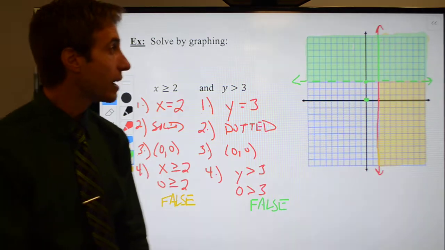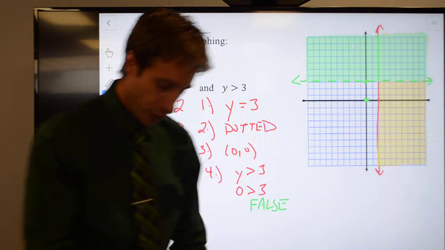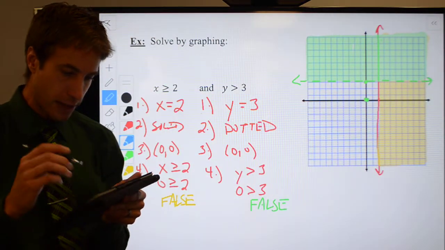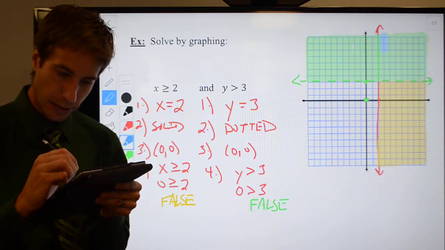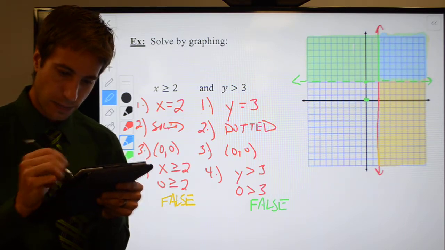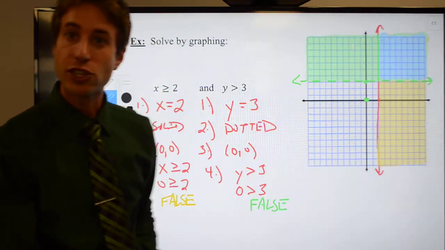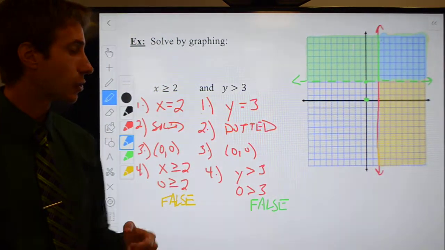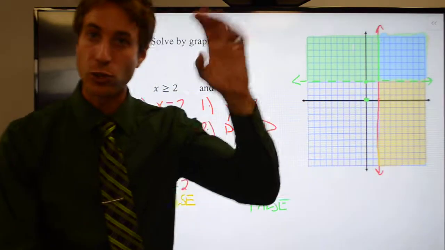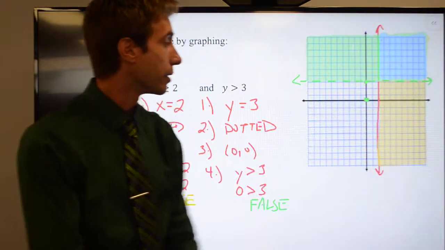Great. Well, what is the region of overlap? Where does the yellow and the green overlap? Well, that overlaps right here. And I have found my solution region, the region where I have that overlap of the yellow and the green.